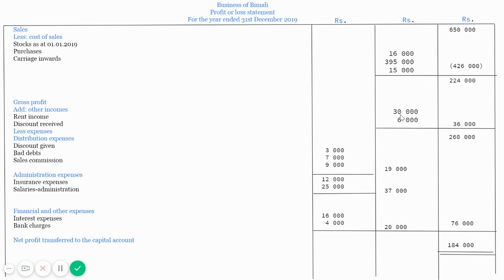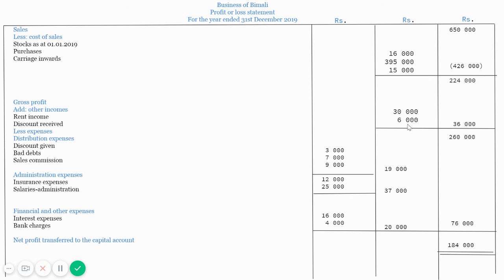So then discount received, next figure, discount received, also an income, and it's a credit of 6,000. That also we are going to list under other incomes. We are receiving a discount. Bimali is receiving a discount. So it will be an income for us, 6,000.